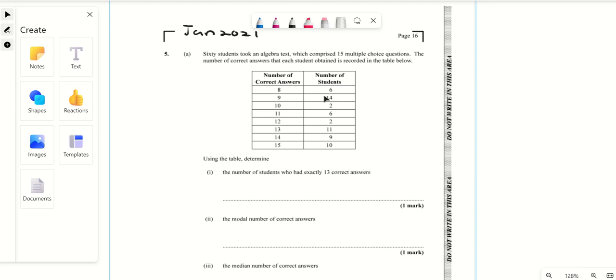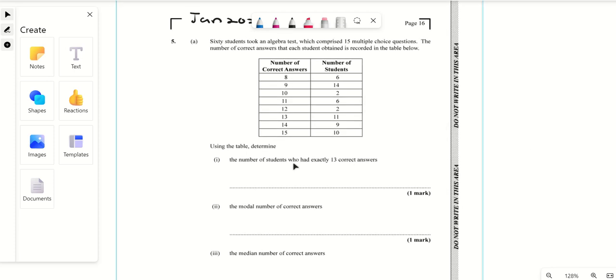So we have 6 students that had 8 correct answers. 14 students had 9 correct answers. 2 students had 10 correct answers. 6 students have 11. 2 students have 12 correct answers. 11 students had 13. 9 students had 14. 10 students had 15 correct answers. Right? So it's only 10 of them that got all correct.